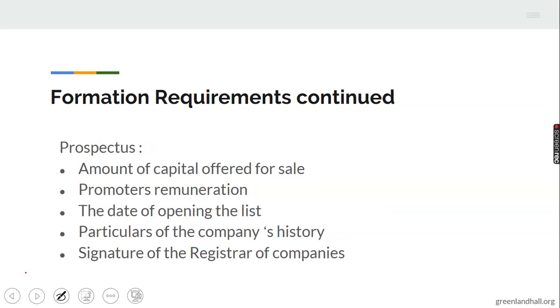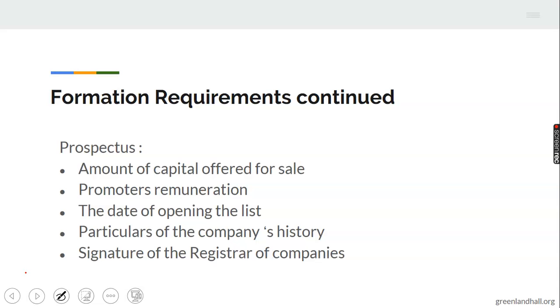The next one is prospectus. Prospectus is another document that must be prepared or that must be available in the course of trying to establish a limited liability company. And this particular prospectus is the one that calls on the public to come and invest in the shares of the company. And it indicates the amount of capital offered for sale. That is, what is the volume of the shares that make up the capital of the company that is being offered for sale.